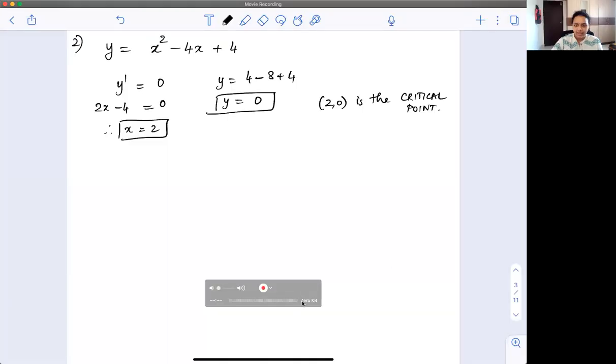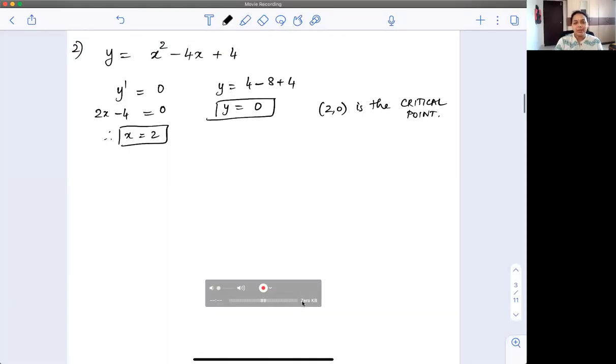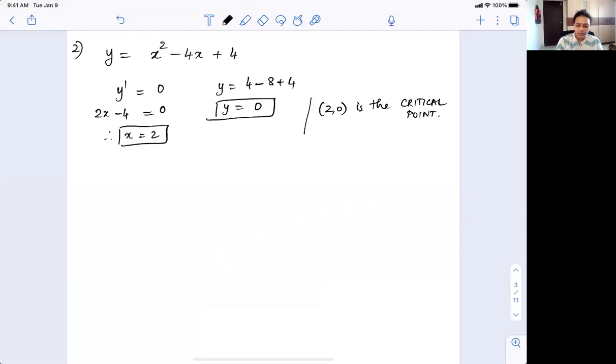Let's go ahead and look at the second derivative. Oh, I just realized I have not yet been sharing my screen, and my apologies for that. Sincere apologies there. So I have y is equal to x squared minus 4x plus 4. So I equate y prime to 0 and I find x and y, and 2 comma 0 is the critical point. Let's look at y double prime, which means I want to differentiate this particular function, 2x minus 4.